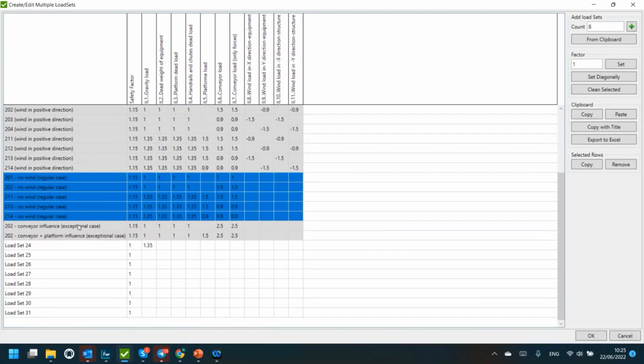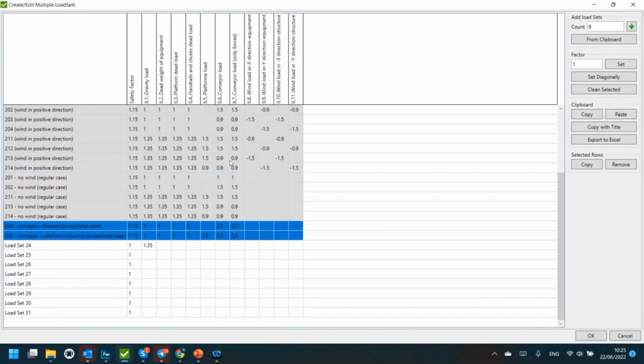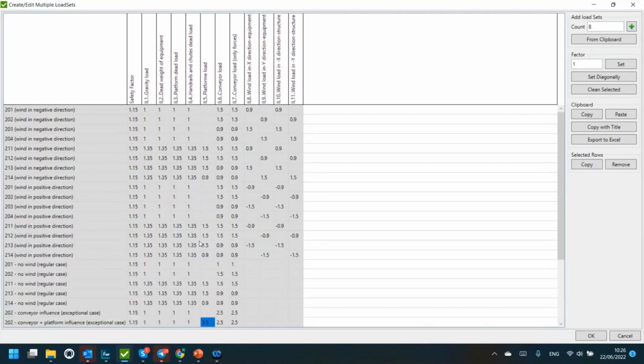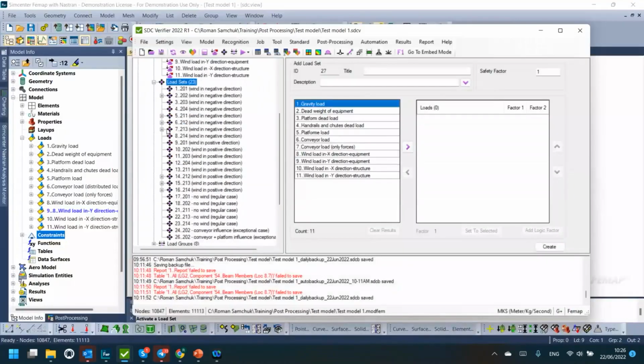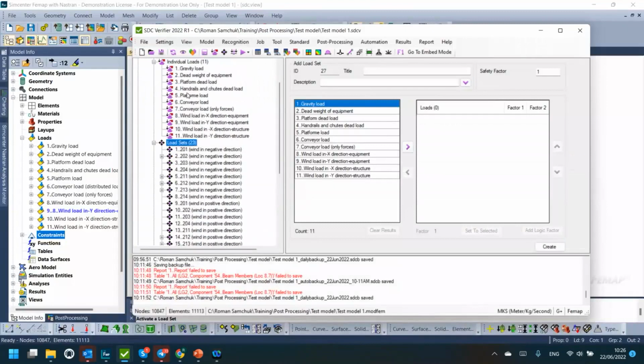And I would like to find out what happens in this kind of exceptional case when my conveyor load and the platform load are significantly increased. So I applied the partial safety factor of 2.5, which means that my net value of conveyor load is going to be 2.5 times higher compared to what is in the model, as well as the platform load, which is 50% higher. Yeah, so this is a brief description of the load combination. And when I already created them, I've got 23 load sets from 11 different individual loads.